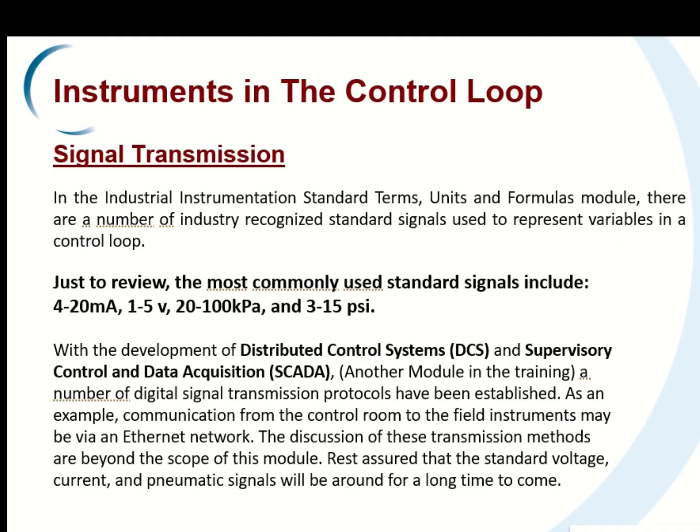Okay, and what are the signal transmission standards in industrial instrumentation? There are a number of industry-recognized standard signals used to represent variables in the control loop. Just for review, the most commonly used standard signals are 4 to 20 milliamperes, 1 to 5 volts, 20 to 100 kPa, or 3 to 15 psi.